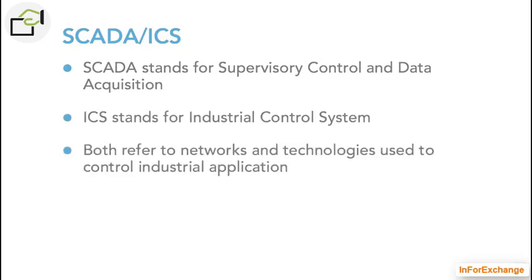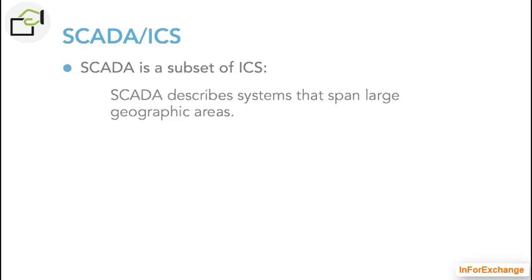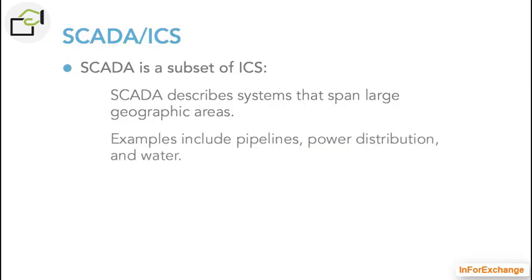Both of these technologies refer to networks and technologies that are used to control industrial applications to some degree and to some scale. In the case of SCADA, which is a subset of the larger ICS technologies, when we use the term SCADA, we're describing systems that span large geographical areas. Some examples of SCADA systems that span large geographical areas are pipelines, power distribution, water management, sewage management, and even things as common as streetlights.